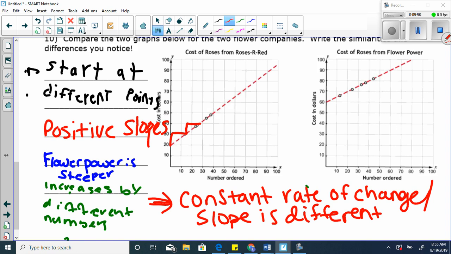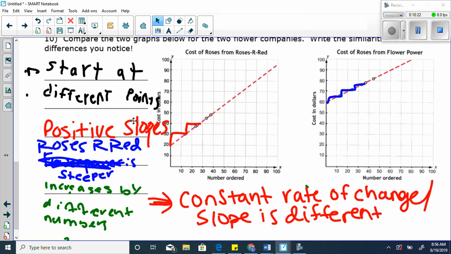It's definitely steeper. If you're not sure, draw staircases. See which staircase looks steeper, right? Well, actually this one would be like this, right? That one's clearly steeper when I draw my staircases. So not flower power, but roses are red is steeper. Okay? So it's important that we can look at graphs and we can determine some information from that.